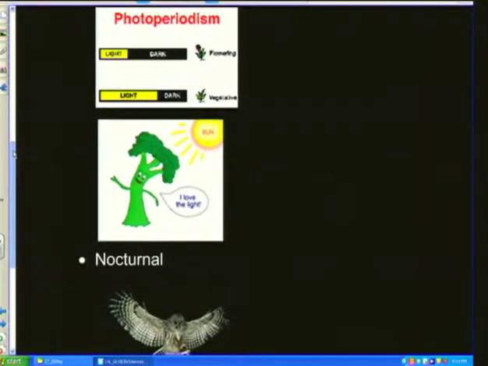Photoperiodism. Photo meaning light, period meaning portion of time, something that happens in a block of time or over a certain amount of time. So photoperiodism is what a plant does with a particular amount of sunlight, or with that sunlight happening over a period of time.